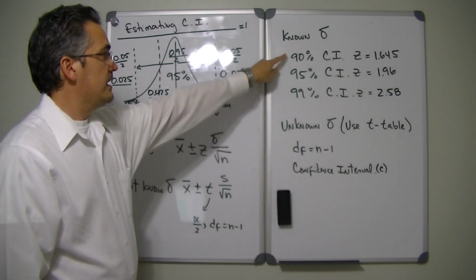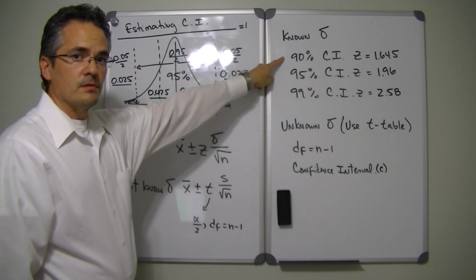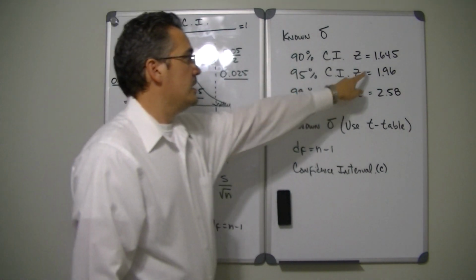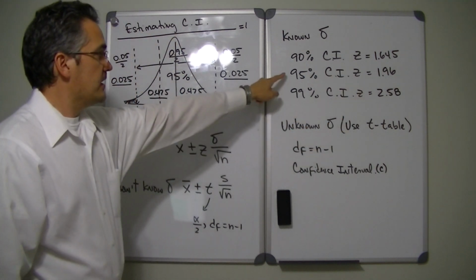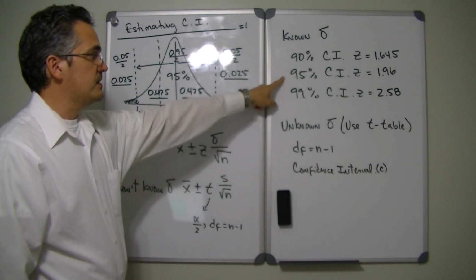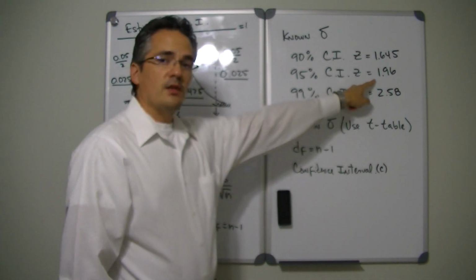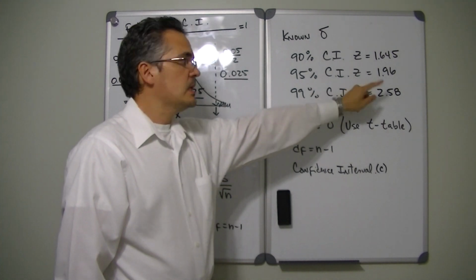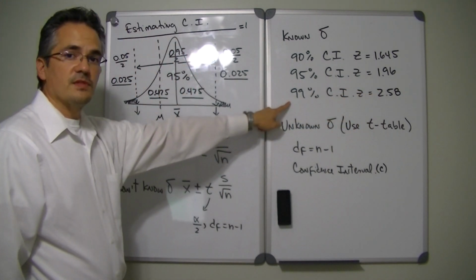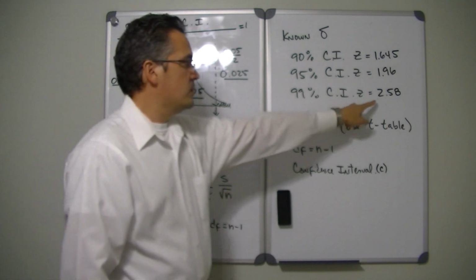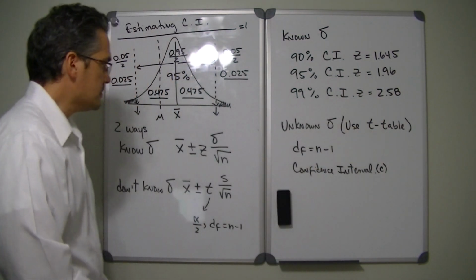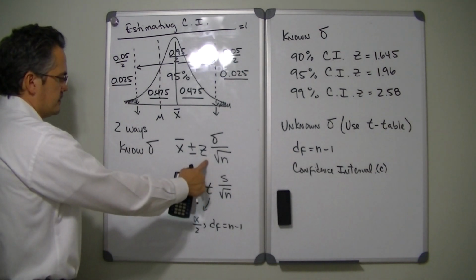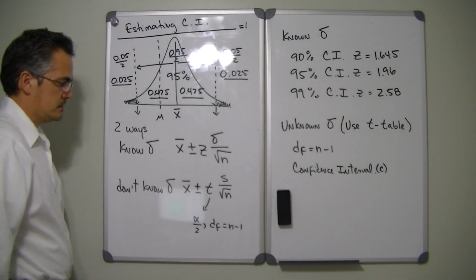Now over here, I already wrote some shortcuts for that. So if you're calculating a 90% confidence interval, then you're going to be plugging in 1.645 for your z value. If you're calculating a 95% confidence interval, then you're going to be plugging in 1.96. And if you're calculating a 99% confidence interval, then you're going to plug in 2.58 for this z value when you know sigma.